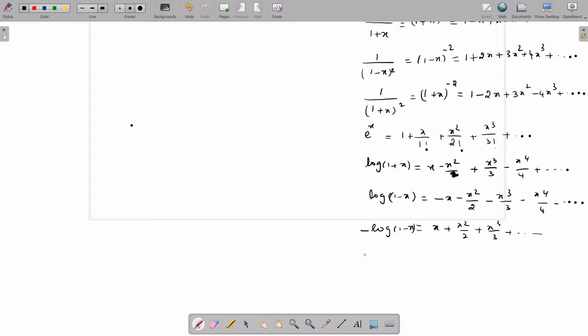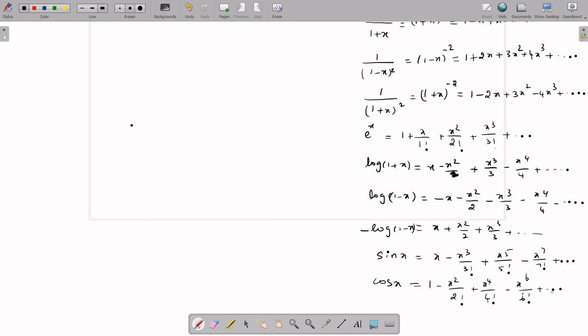Okay, and the next one, sin x. Sin x formula is x minus x cube by 3 factorial plus x power 5 by 5 factorial minus x power 7 by 7 factorial plus etc. And in the same way, cos x is equal to 1 minus x squared by 2 factorial plus x power 4 by 4 factorial minus x power 6 by 6 factorial plus etc. These are the formulas you have to remember. This will be very helpful when you are doing problems under Z transform.